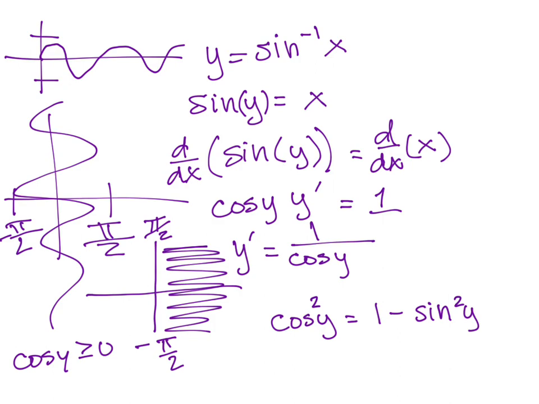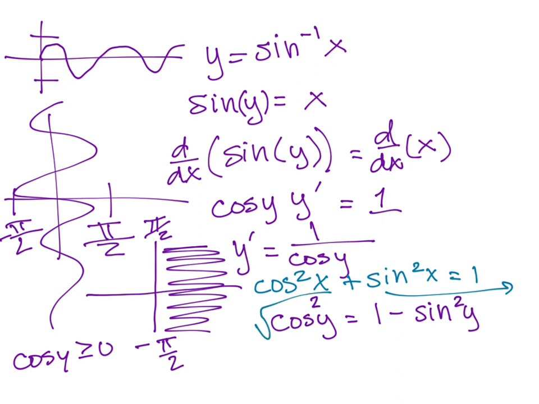Cosine squared x plus sine squared x equals 1. That's the identity. So let's say instead I have cosine squared of y, and I can swing that x piece to the other side. Then now I can say cosine squared y is equal to 1 minus sine squared of y. Are you following? This is in the middle of page 245. Okay?